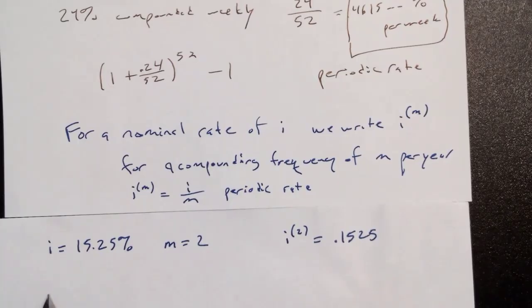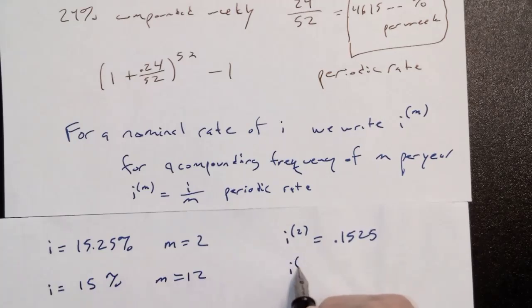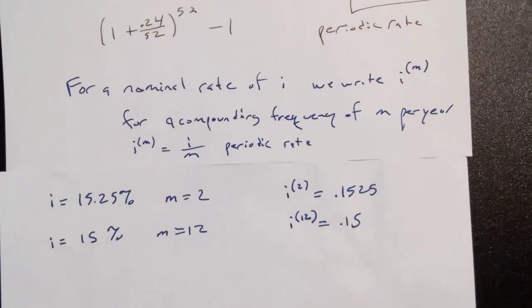And in the other one, we had an interest rate of 15%, but we were compounding 12 times a year because it said monthly. And we used that 0.0125 for my actual rate. Well, then I can do exactly the calculation we just did.